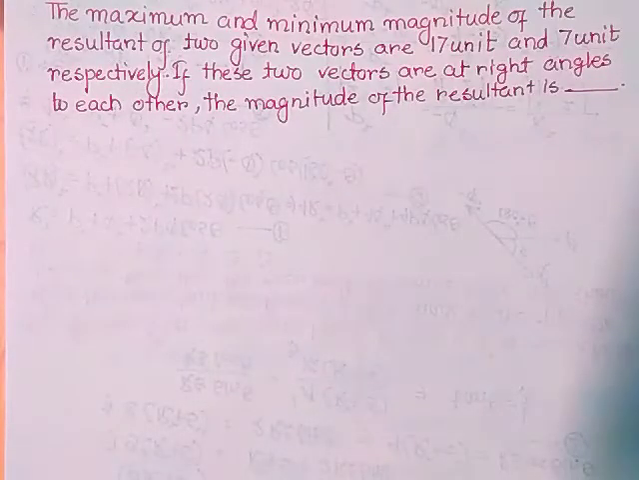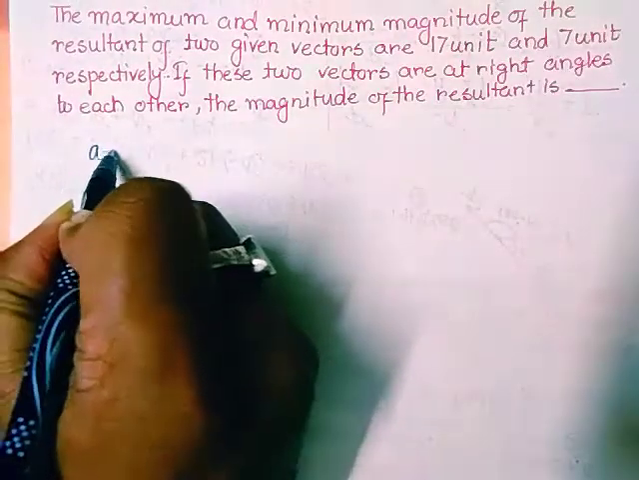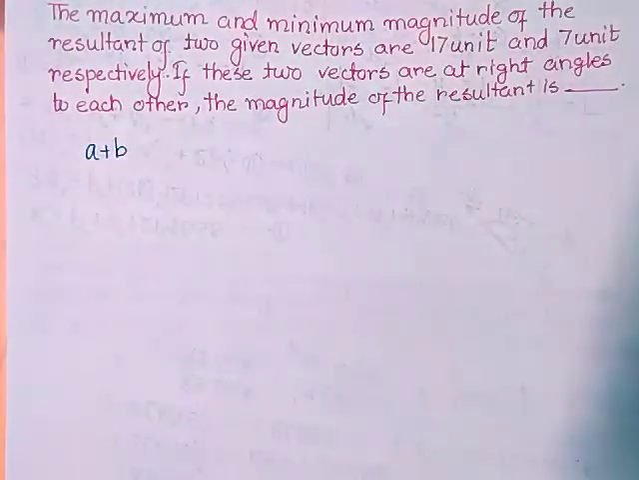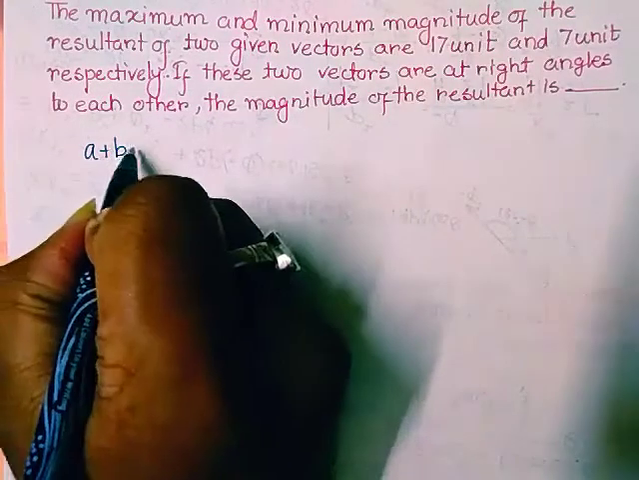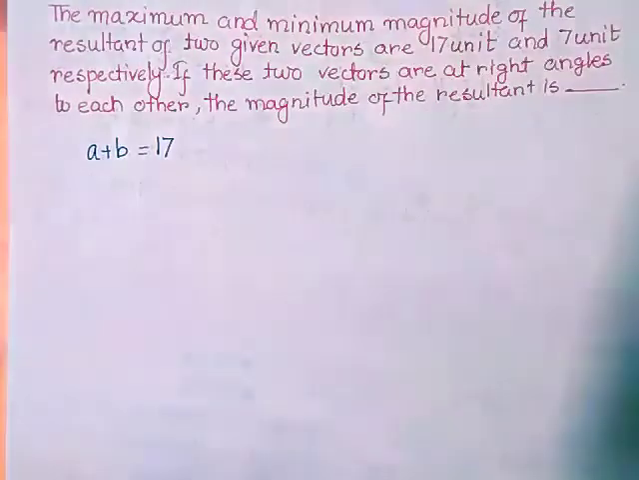This is our next problem. The maximum and minimum magnitude of the resultant of two given vectors are 17 unit and 7 unit respectively. If these two vectors are at right angles to each other, what is the magnitude of the resultant? The maximum magnitude of the two vectors is a plus b, when these two vectors are oriented parallelly in the same direction. At that time a plus b is 17.